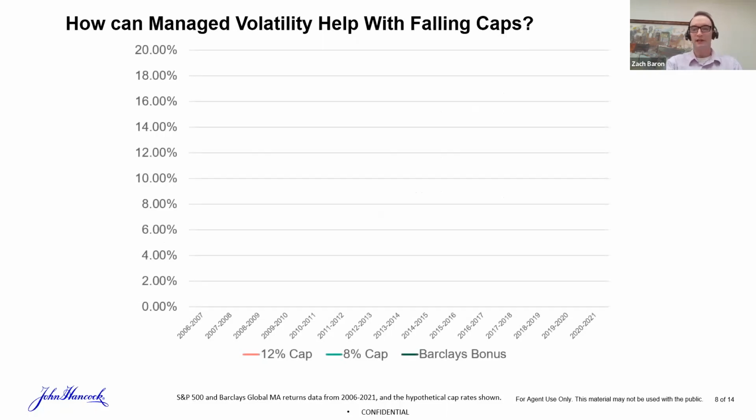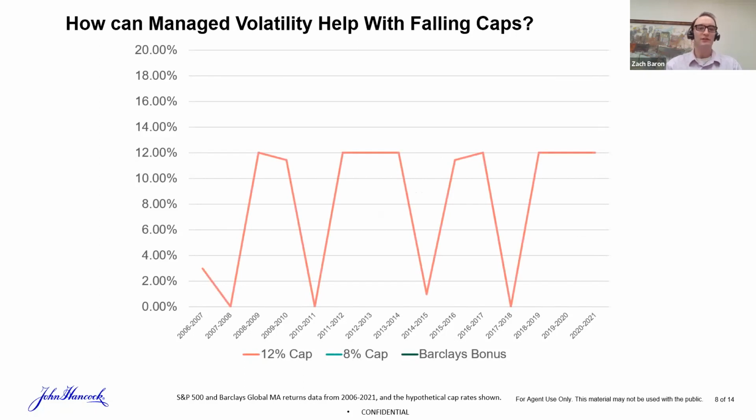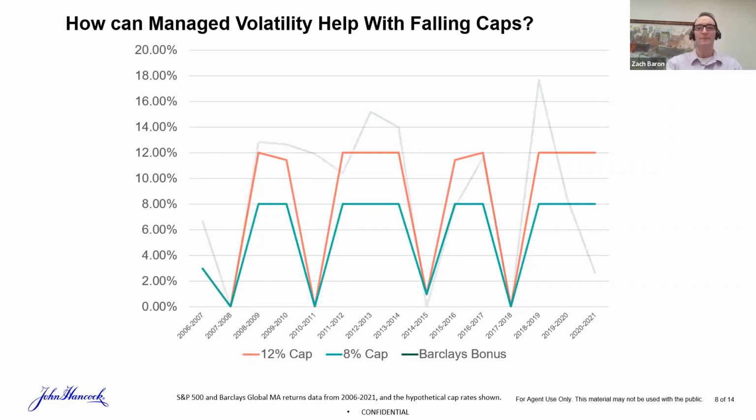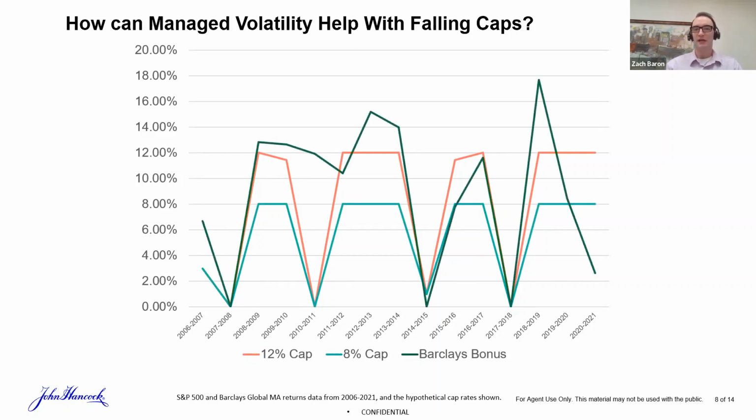So just looking at the comparison again, this is just a different visual, right? If we show the 12% cap here, again, this is the same period of time, just showing the returns year to year. And then we see the 8% cap, we've seen that downward pressure on returns over time. Essentially, the Barclays bonus gets us back to a very similar return profile as the 12% cap, right? It's actually very interesting just how similar the graph looks to the 12% cap line.